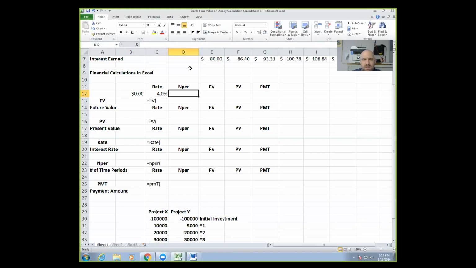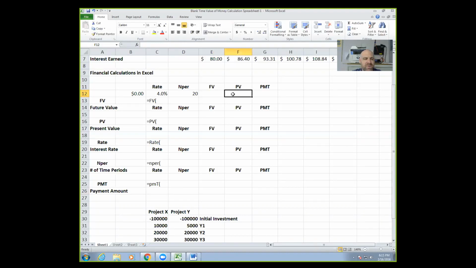Number of time periods was 20 years, 20. Future value, we do not know. That's what we're trying to figure out. And by the way, in all of these functions up here, these 5 functions, you're going to need to give the function 4 of the 5 variables, and it will figure out the 5th one. So when we do present value, you're going to be giving them everything, rate, N per, FV, and PMT, and then it will figure out present value for you. So just conceptually, that's what we're doing here.